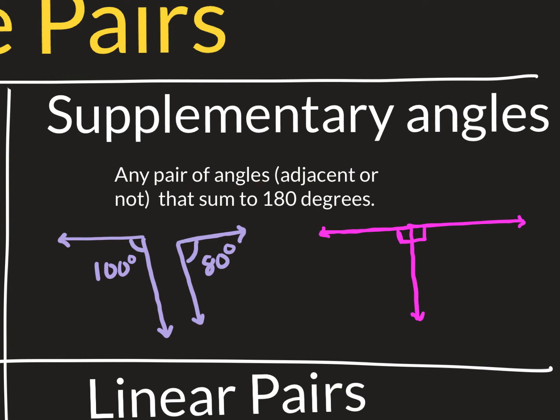And this is any pair of angles, adjacent or not, that sum to 180 degrees. So you could have 100 here that is totally disjoint here from this 80. So 180 would get you 180. Or right here, we've got 2 90s that are sharing the side. That makes them adjacent. So each of these pairs are supplementary angles.